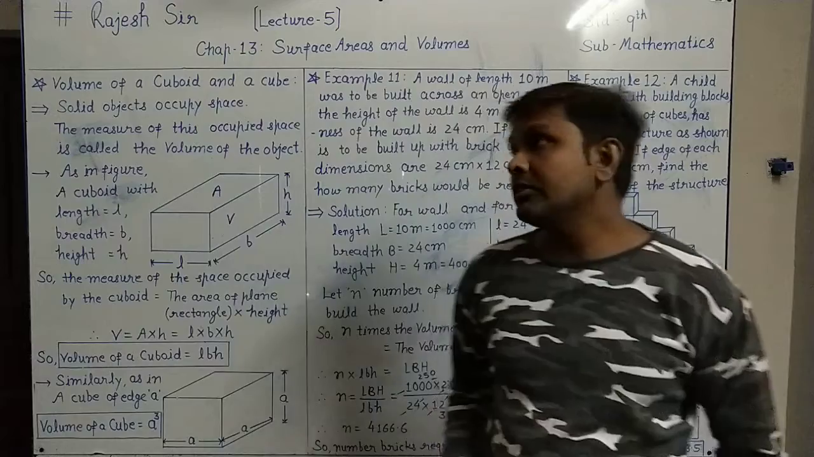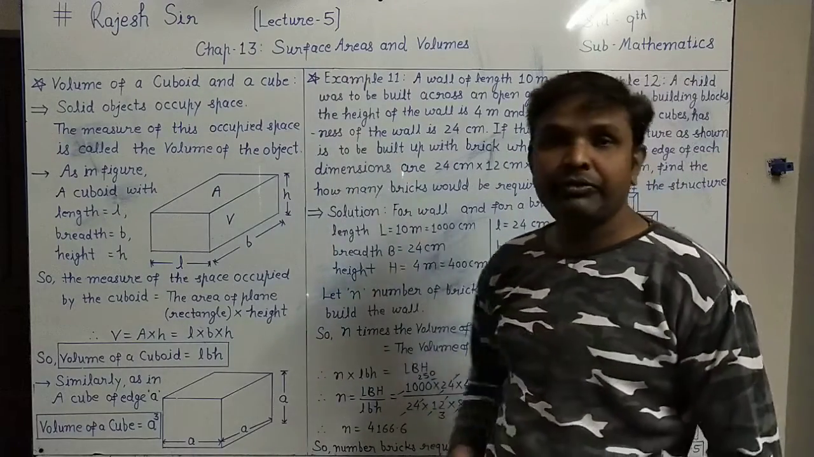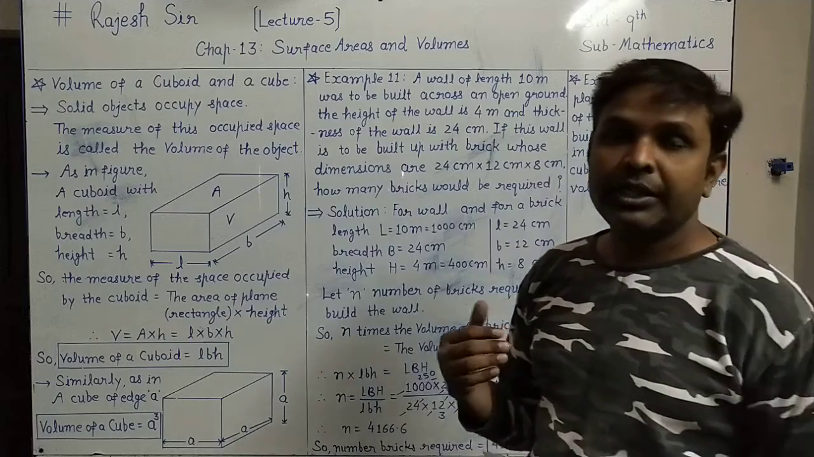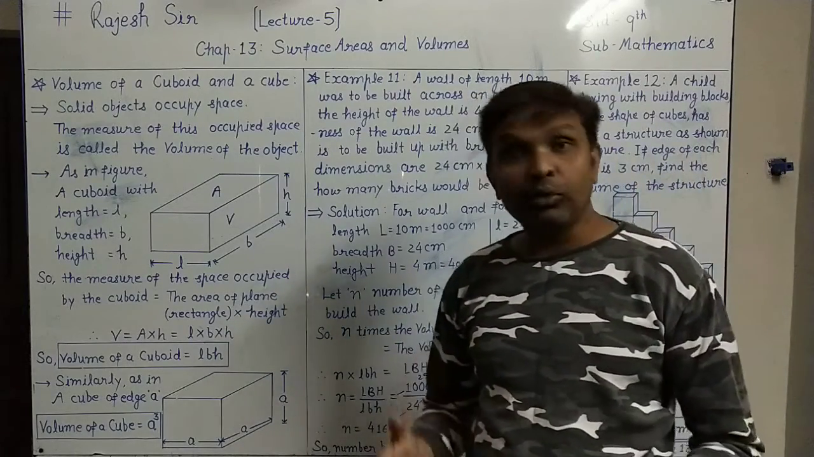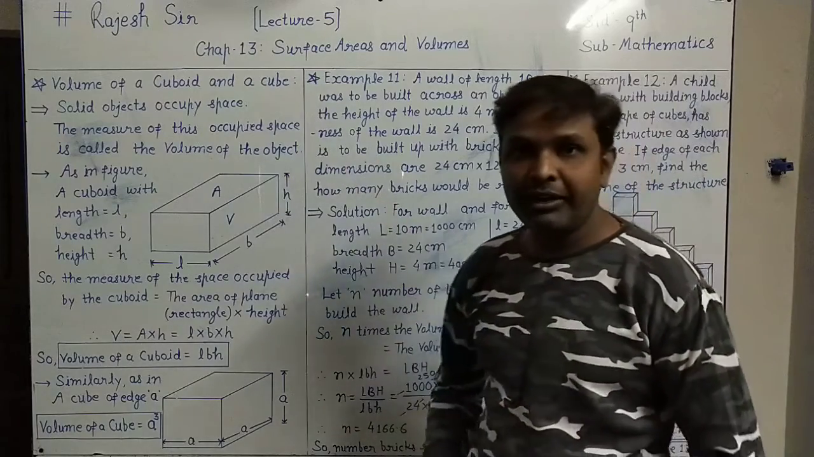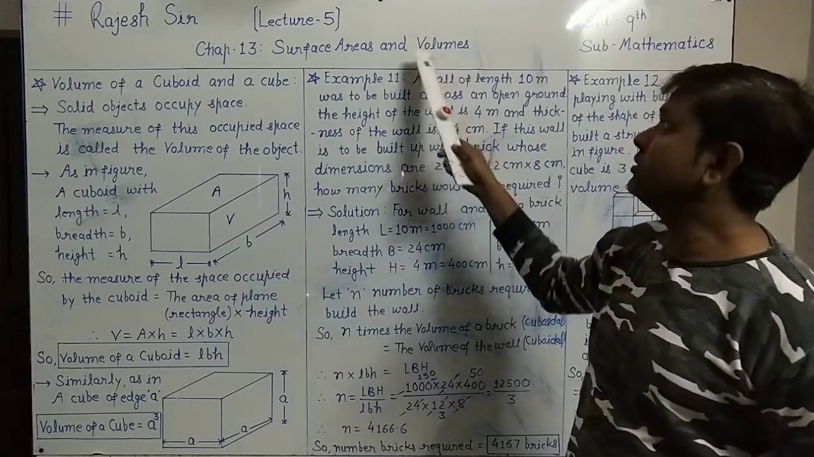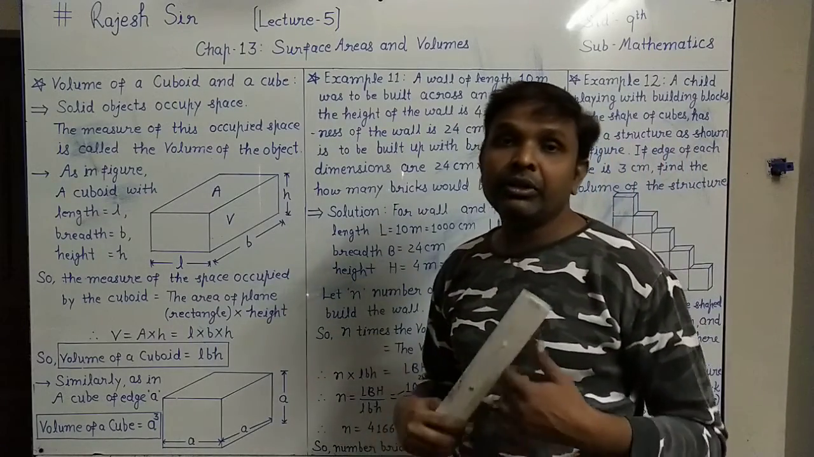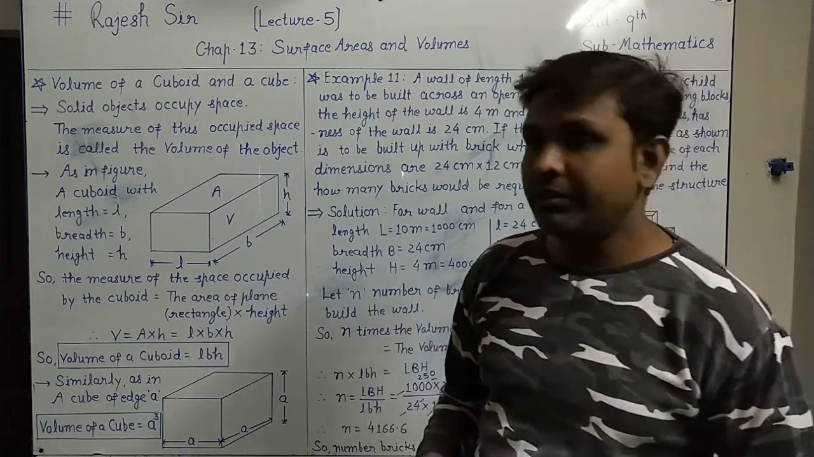Till last 4 lectures we have seen the surface areas of different solids like cuboid and cube, right circular cylinder, right circular cone and sphere. And now from lecture number 5 we will see about the volumes. So again we will recall all the solids, but this time we will study about the volumes of them.